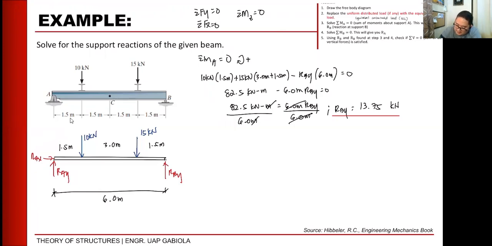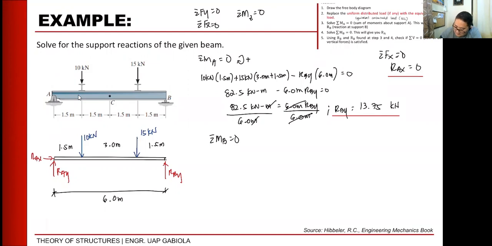Okay? What we can now do is the summation of Fx is equals to 0. And referring to our free body diagram, our only horizontal force is Rax. Nothing else. So, this will be Rax is equals to 0. So, this is our second reaction. Okay? And then, what we can do is take moment again but about the other reaction.